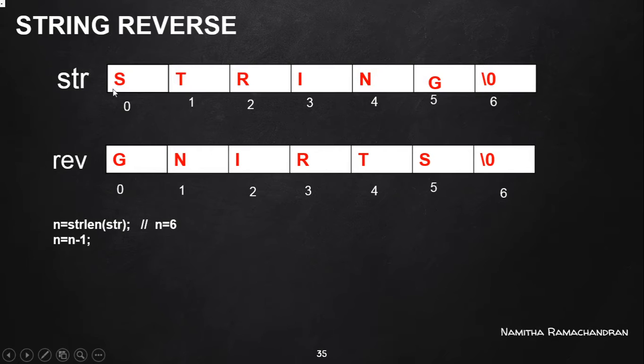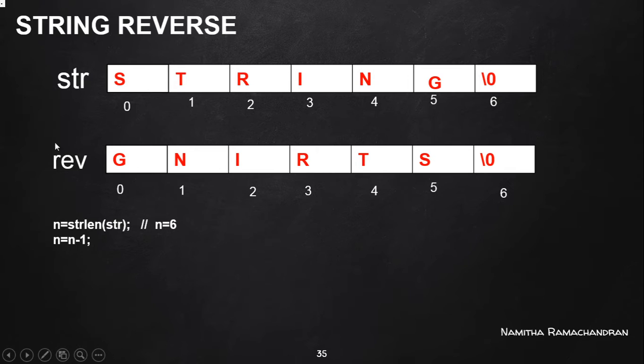Okay, so here we have a character array str and rev. This str is initialized with a string, that is "string" itself, and it ends with a null character at index position 6. So the length of this particular string is total how many characters? 6 characters. So the string length is 6 for the input.